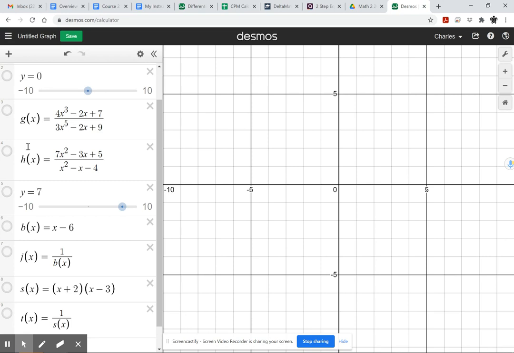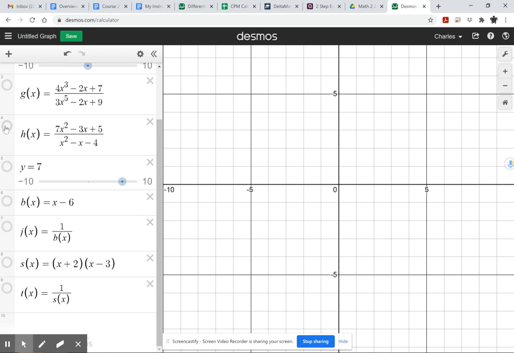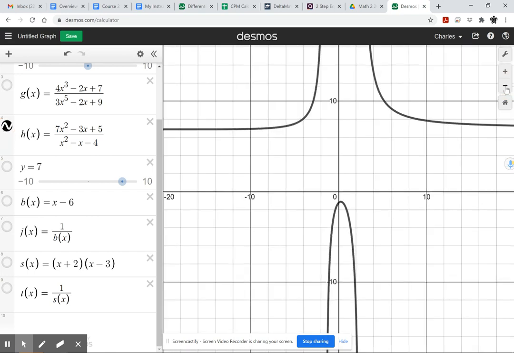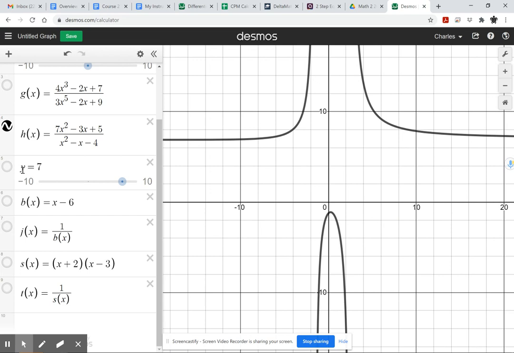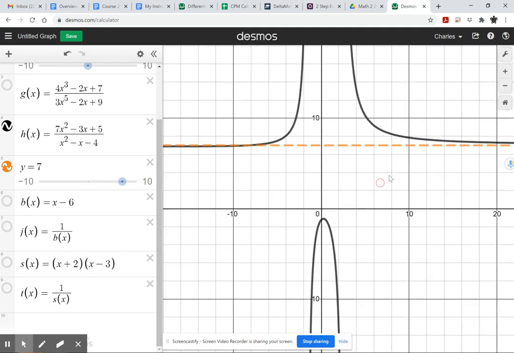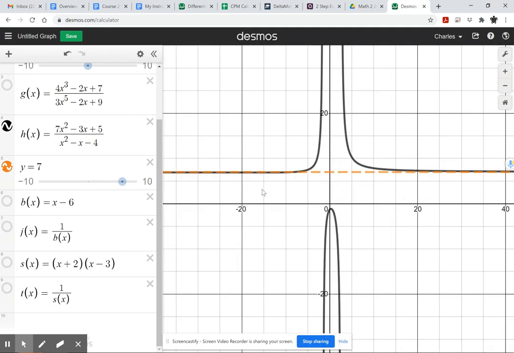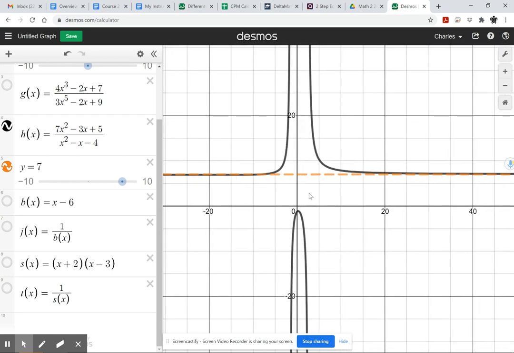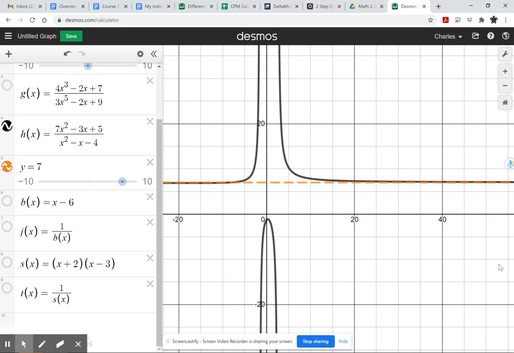And the third situation is when the denominator and the numerator have the same degree, like in h of x. In h of x, I have 7x squared minus 3x plus 5, and I have x squared minus x minus 4. If I look at that, well, I'm zoomed out here. Now I've got to zoom in. It looks like there is an asymptote. It's not at 0, but clearly this function bottoms out. And if I wonder what the asymptote is, it's 7. The function never really gets to 7 on either side. It's going to approach 7 infinitely closely.